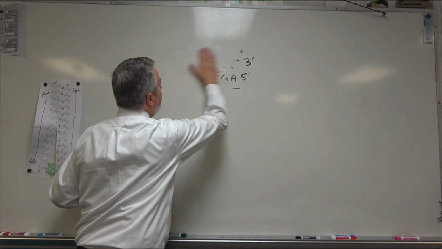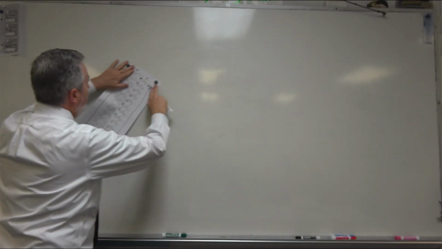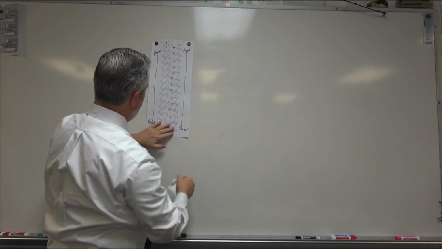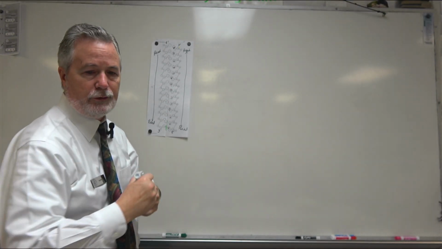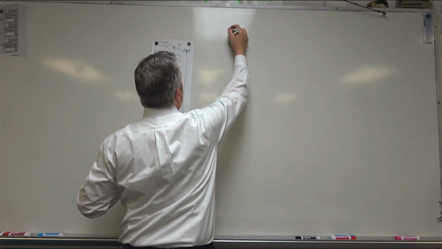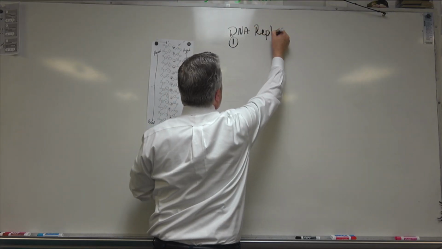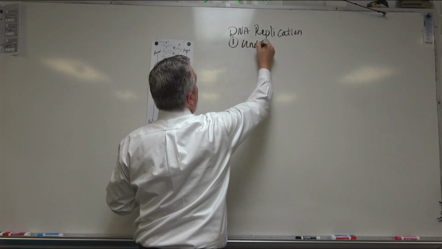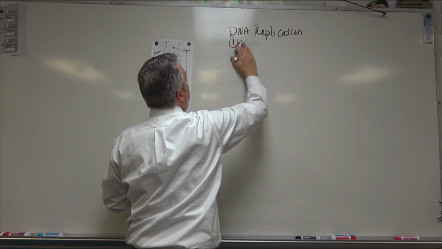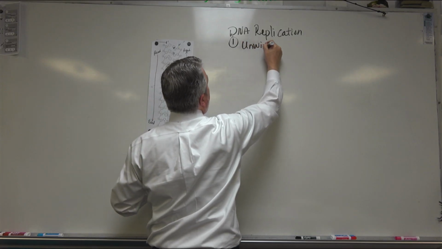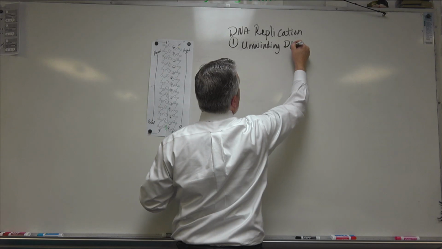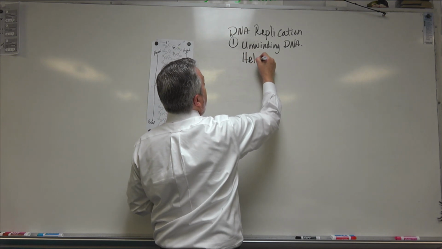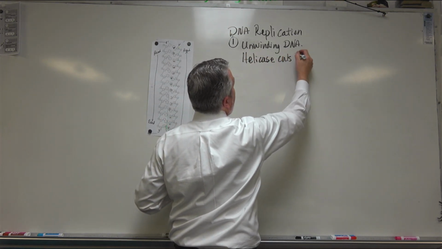All right. So let's grab our handy dandy little manipulative thing that we were working on the last time. And let's get us up to where we stopped. What's our first step in DNA replication? Unwinding DNA strand out by breaking hydrogen bonds. Unwinding the DNA. Yes, you got it perfect. Unwinding the DNA. And then what's the enzyme? Helicase cuts hydrogen bonds.